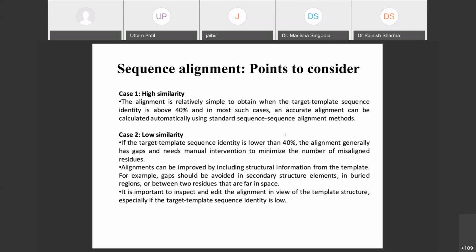in buried regions or between two residues which are far in space. Okay. Now it is important to inspect and edit the alignment in view of the template structure. So this is very important. In case you have a sequence identity on the lower side, less than 40% or 30%, especially, let's say for example, in the case of G protein coupled receptors or GPCRs, we typically have low similarity cases where the similarity can be 15%, 20%, and so on.